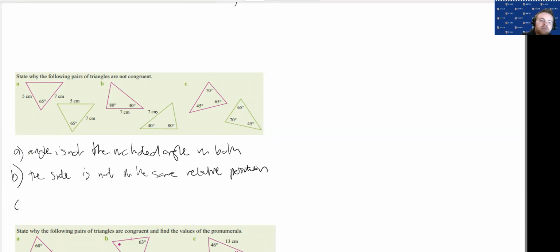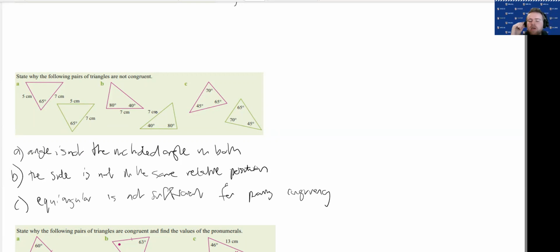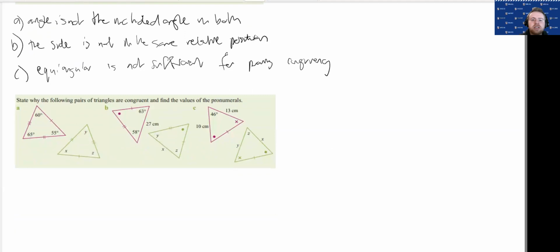And then finally, equiangular, that is, that they have all equal angles. Equiangular is not sufficient for proving congruency. So again, it could be congruent. We just don't know enough about the sides to know whether they are congruent. We're going to learn later that these are similar triangles, at least, but they could be congruent. We just don't know.